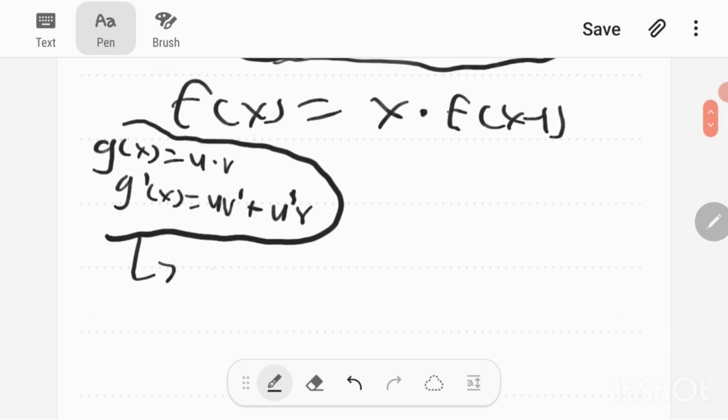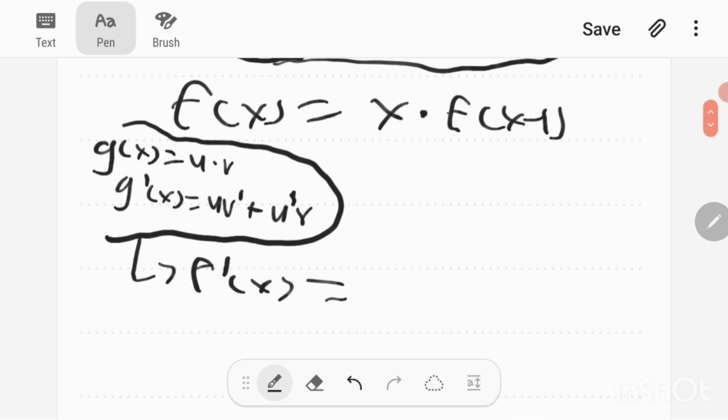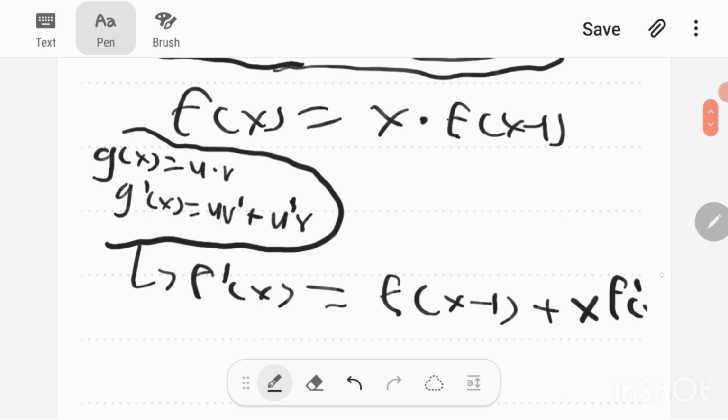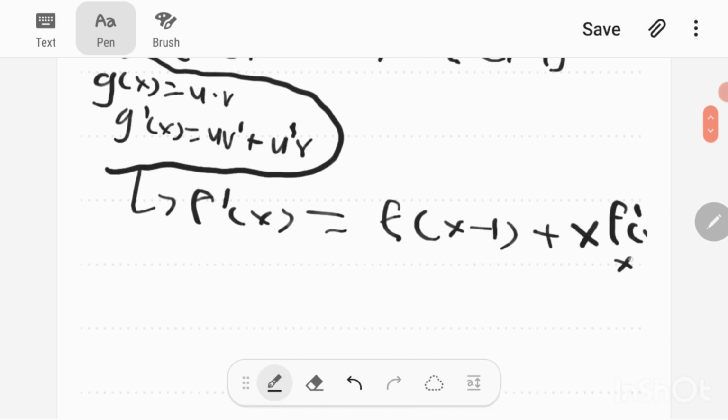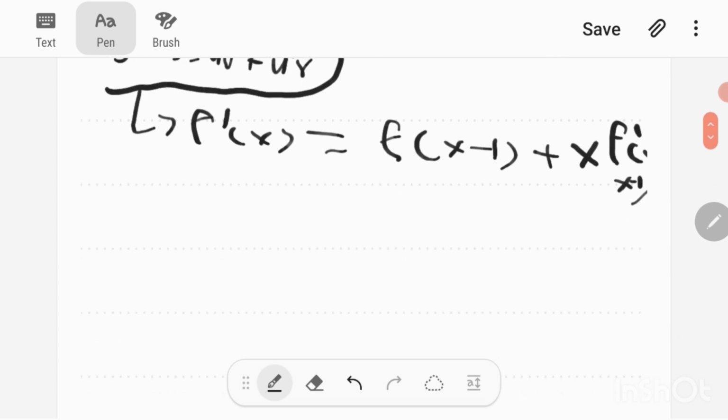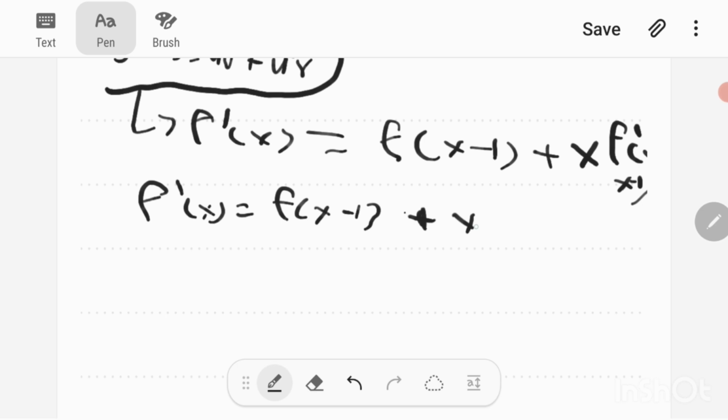So here we have the product rule. If you have g of x, u times v, g prime of x is u v dash plus u dash v. We'll use this to find our f prime of x here. So that would be derivative of x, which is 1 times f of x minus 1, plus derivative of f of x minus 1 times x. So that would be x times f prime of x minus 1. Could do better with the spacing. Rewrite that. F prime of x is equal to f of x minus 1 plus x times f prime of x minus 1. Much more readable.